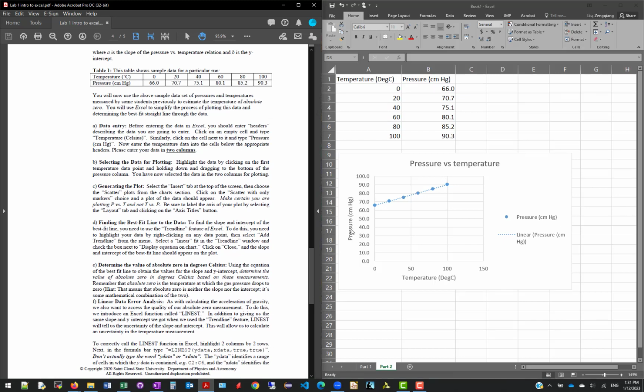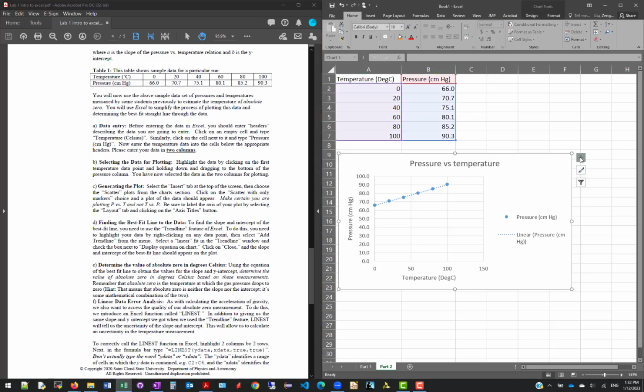So find the best fit line. We already have added the line, and we didn't really adjust its properties. The line just came out because we checked the box. Okay, so now it's time to adjust the properties.